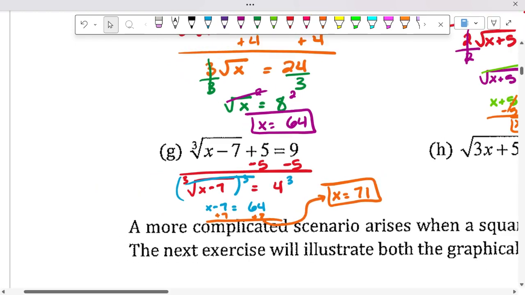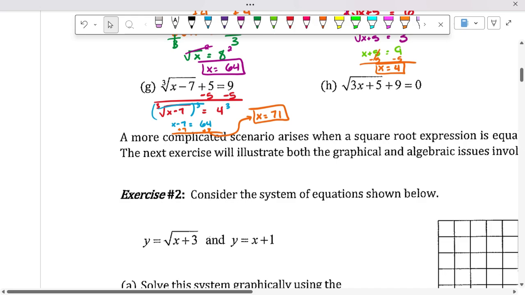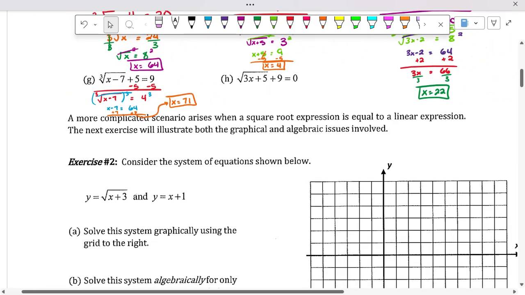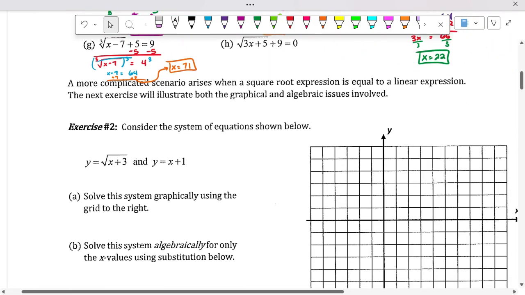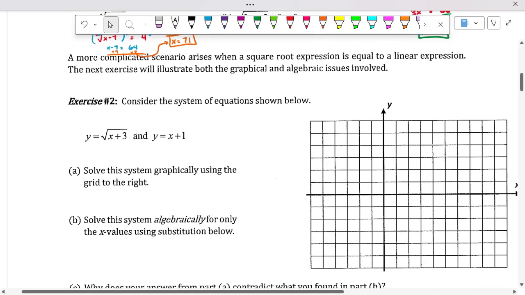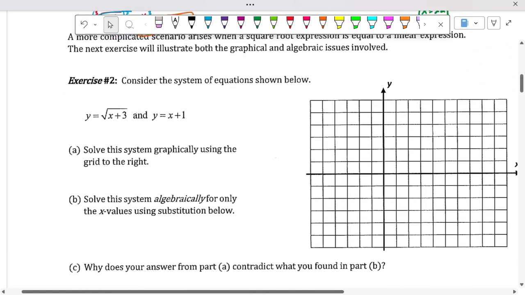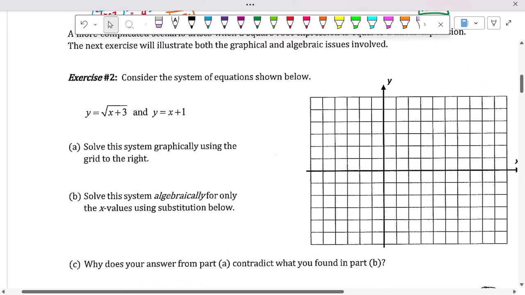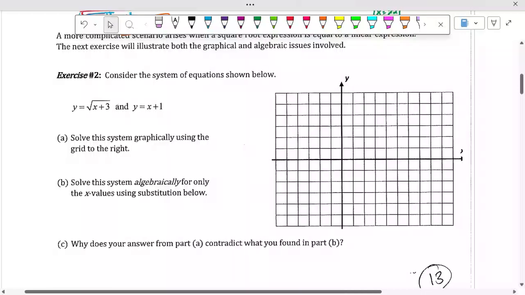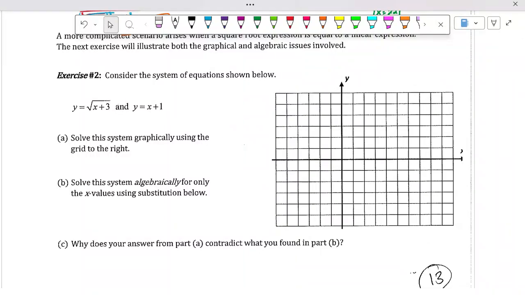All right. Now, sometimes what arises is a more complicated scenario where you have a radical equal to a linear equation. All right. So these are really basic ones. So we're going to solve this system graphically first and then algebraically. So in other words, Desmos, but you don't have to take Desmos out right now. So we're just going to graph. So I'm going to start with the linear. So y equals x plus 1.